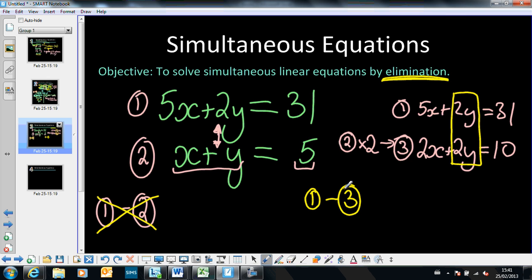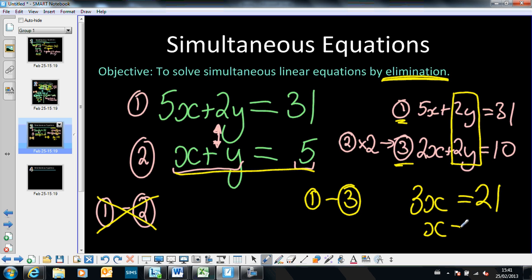So equation 2 is back over here, and this is equation 3. 1 subtract 3, we get 3x. The y's cancel, there's no y's left over, equals 21. Which means 1x must be 7.